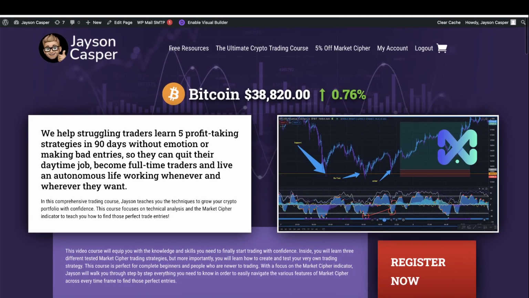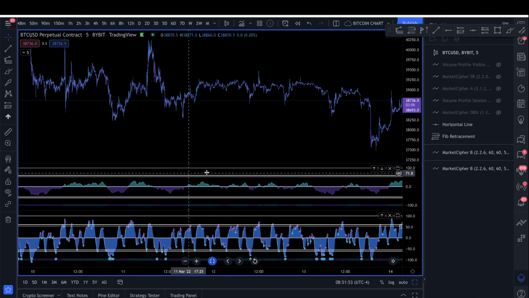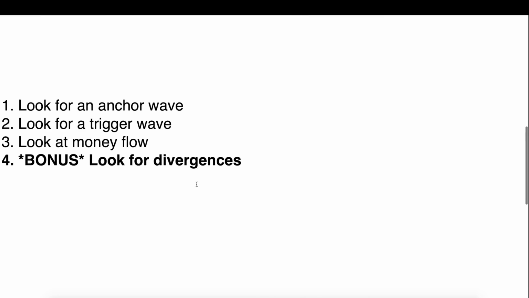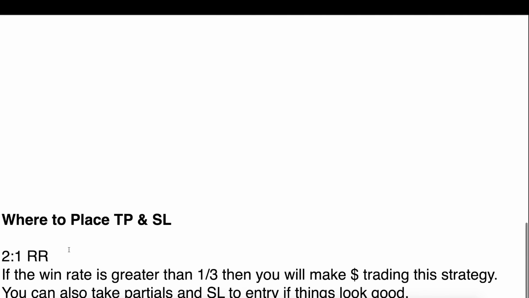But for this strategy, the way we are going to set our stop losses and take profits is simply by using a 2-to-1 risk-reward ratio. Basically, what this means is we are shooting for 2 times more profit than the potential loss we will take if we are stopped out.